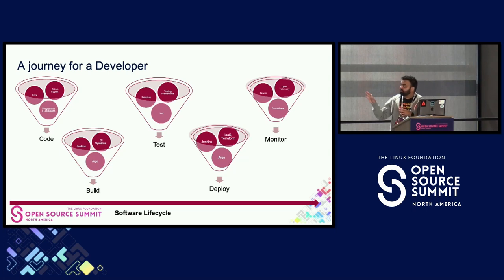Now we all are aware of this. This is a typical software life cycle. You have different phases like code, build, test, deploy, and monitor involved. So you start coding, then you build your software, you test it, you deploy it, and you monitor it. But if you see here, there are a lot of tools and phases involved within a specific step. In the code phase, you have IDEs, Copilot, and GitHub involved to contribute code. In the build system, you have plenty of build steps and build systems involved. Same for test, deploy, and monitor as well.